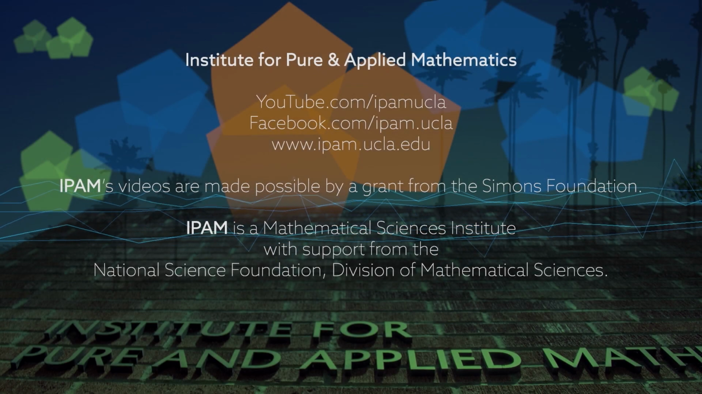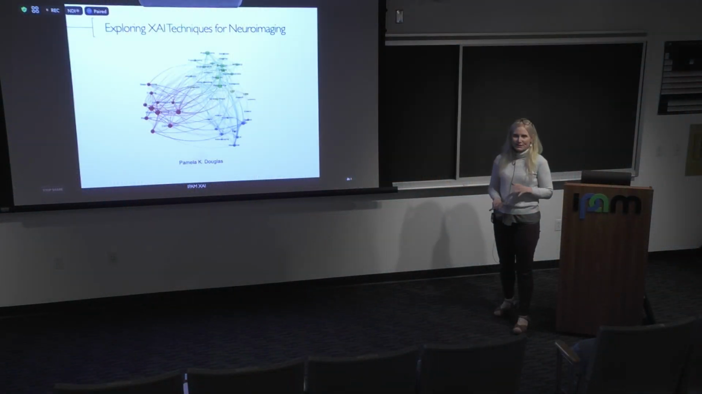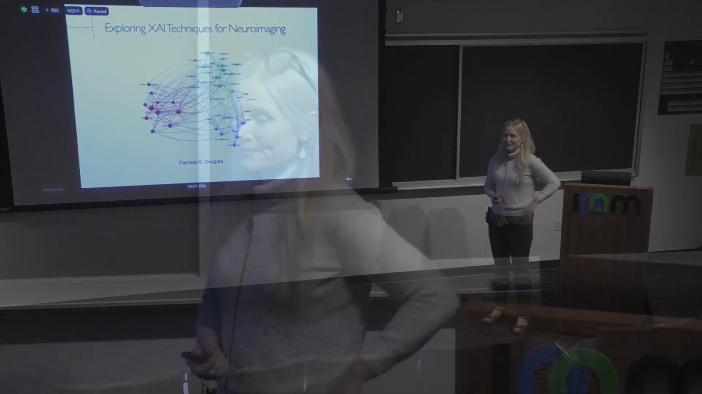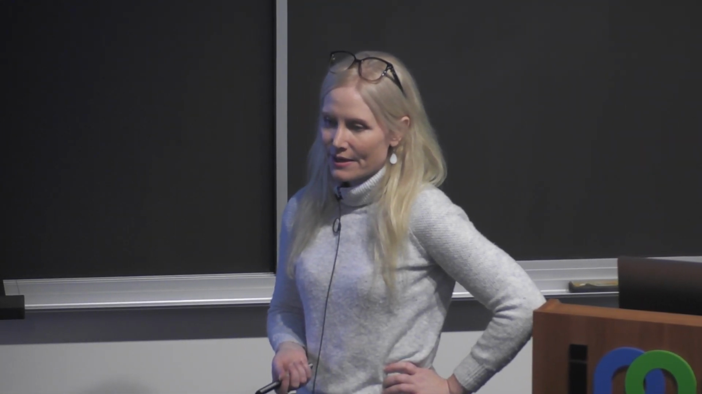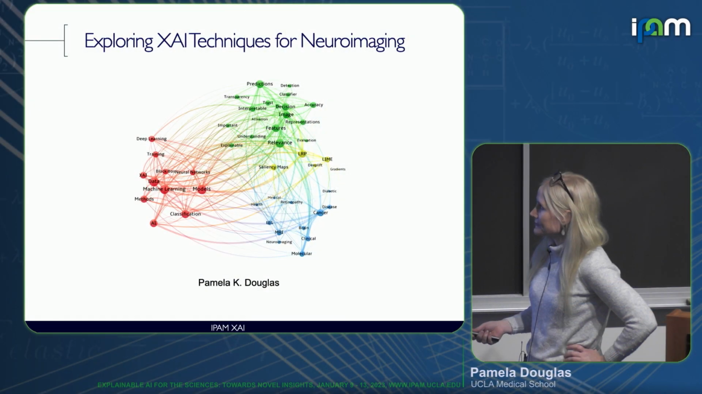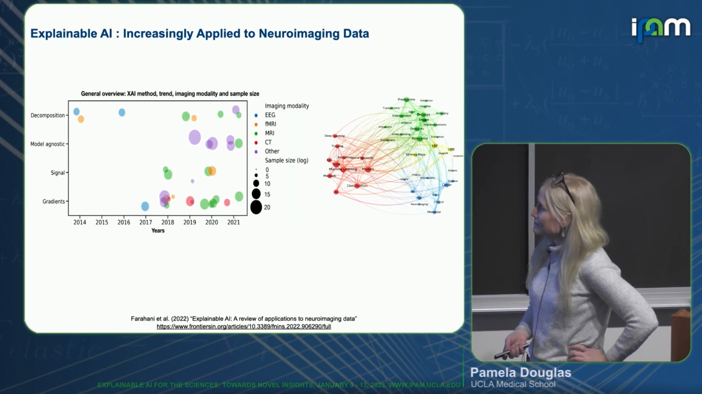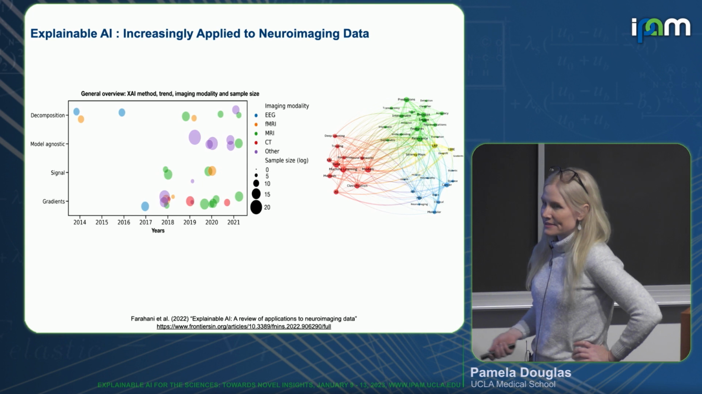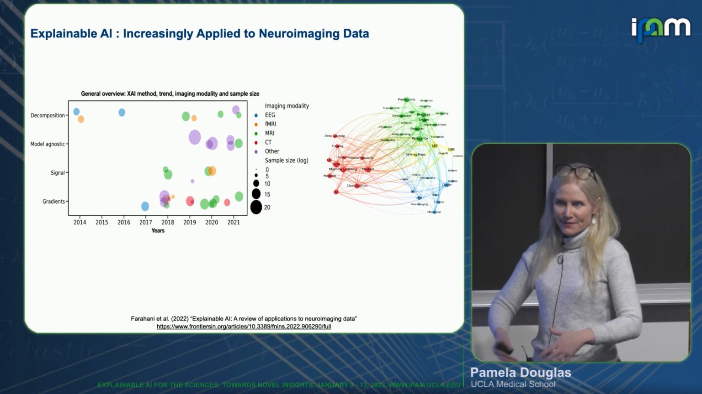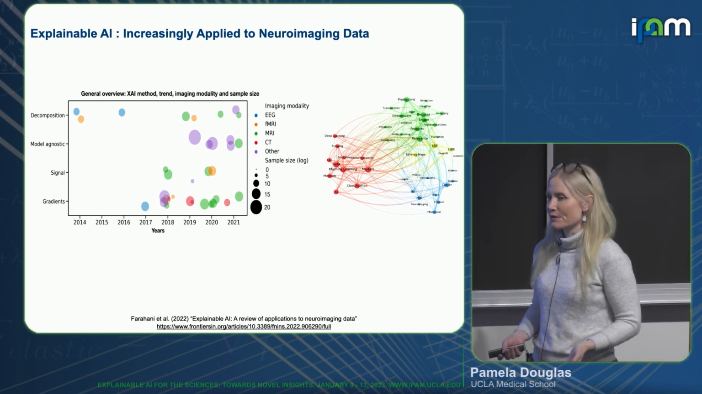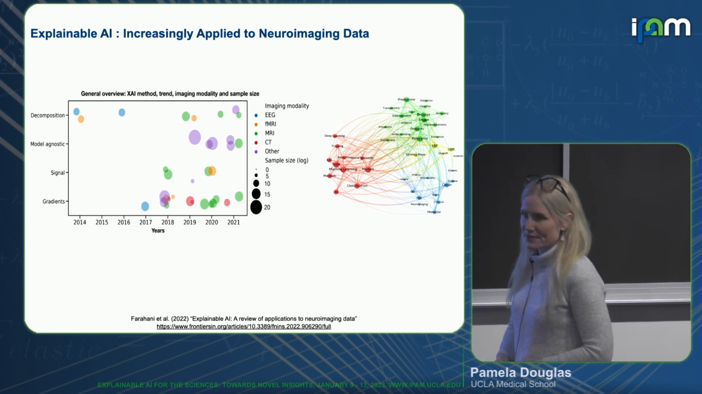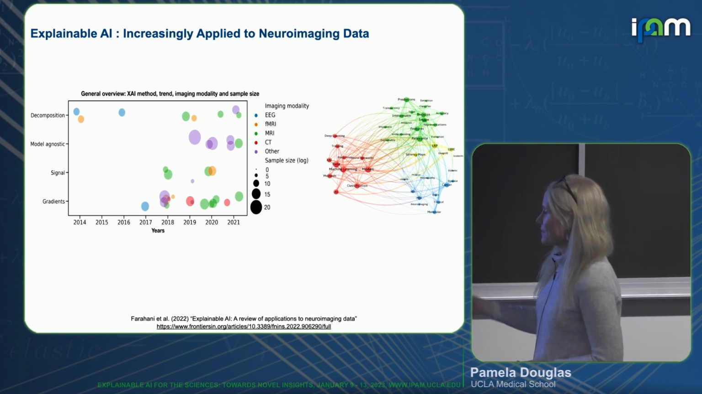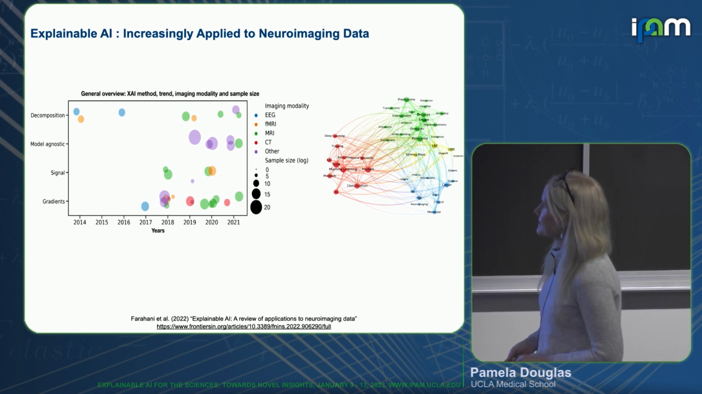So I'm going to talk today just about some methods that I've tried and some of our explorations with trying to use explainable AI with neuroimaging data. So first, explainable AI has grown in interest in the neuroimaging community. This is a review that came out a couple weeks ago from one of my former students, Farzad Farahani, who's now at Johns Hopkins.